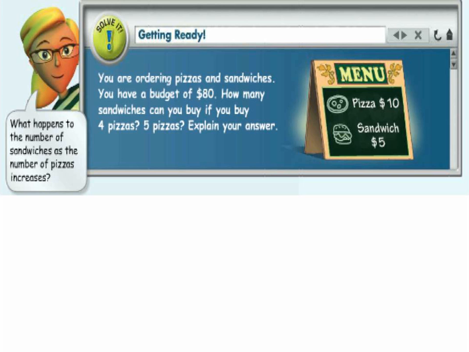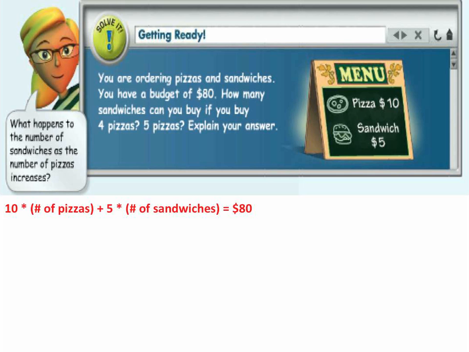Here we go. You're ordering pizzas and sandwiches. You have a budget of $80. How many sandwiches can you buy if you buy 4 pizzas? What about if you buy 5 pizzas? And explain. Okay? So pretty basic here.